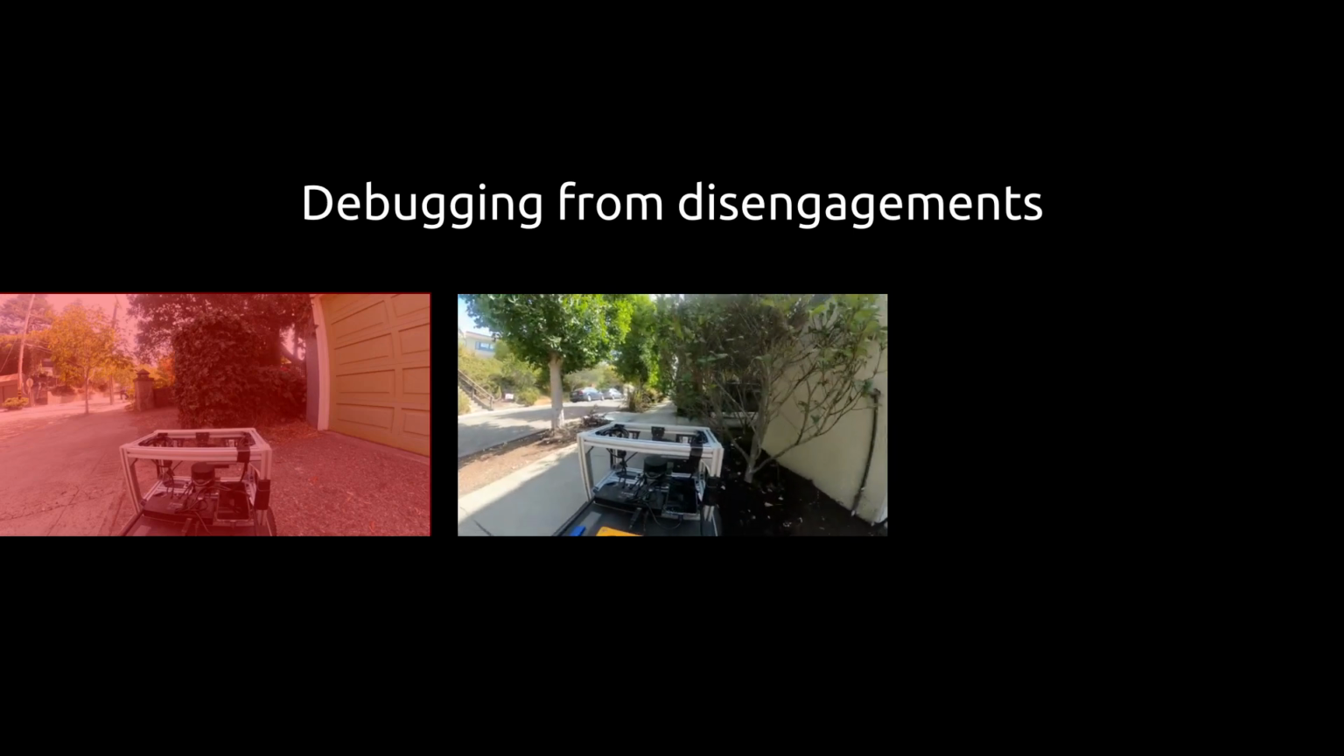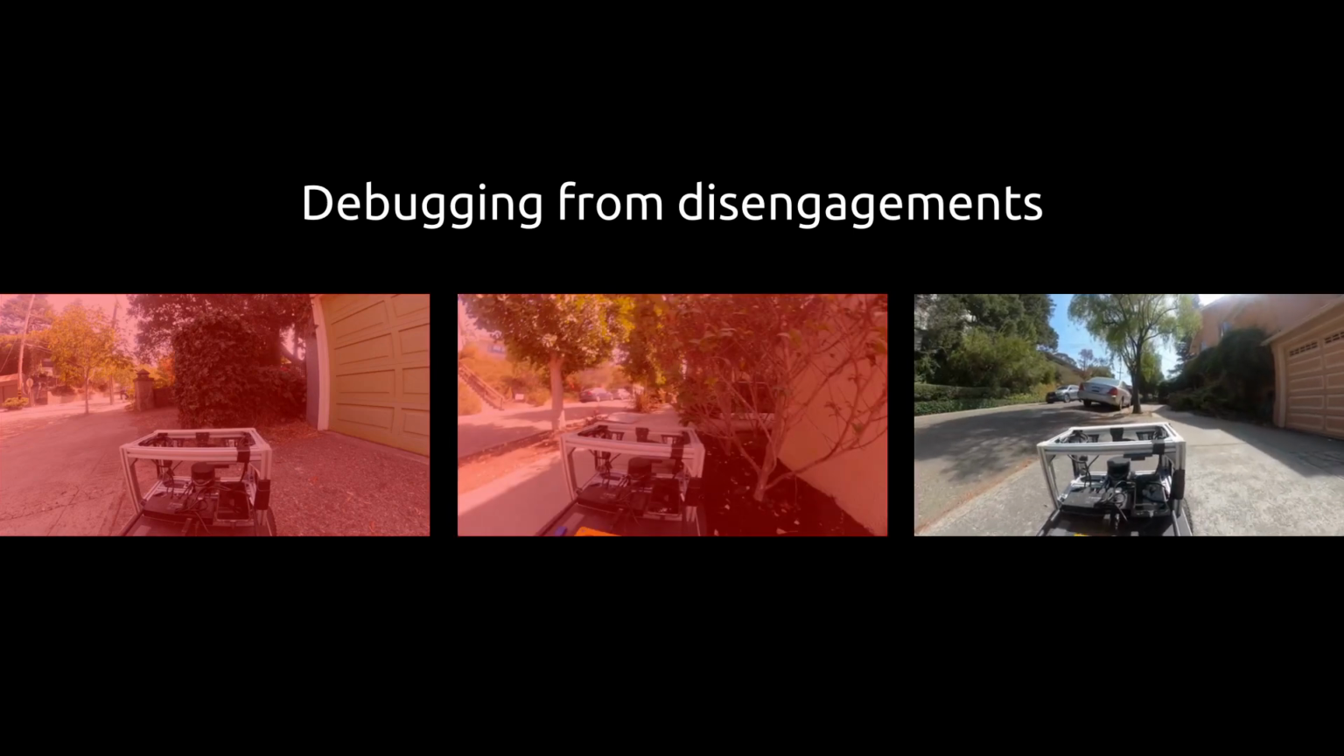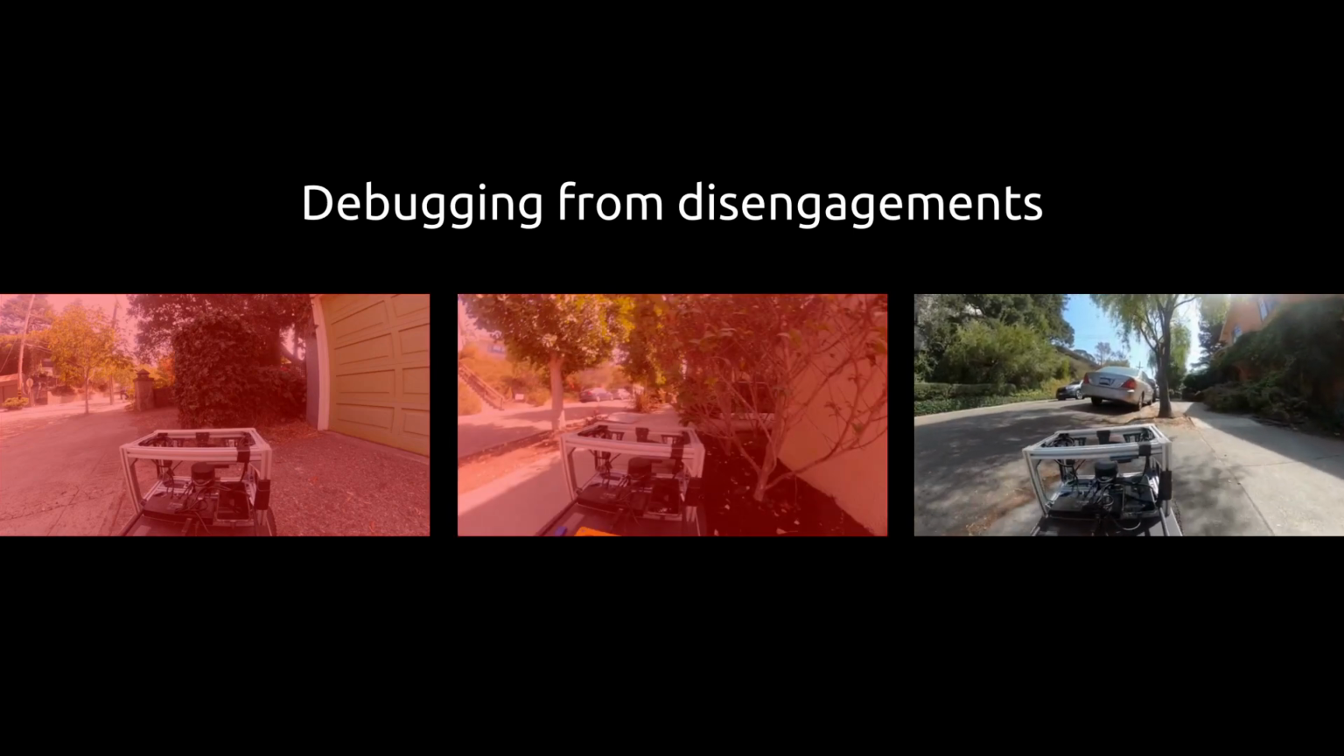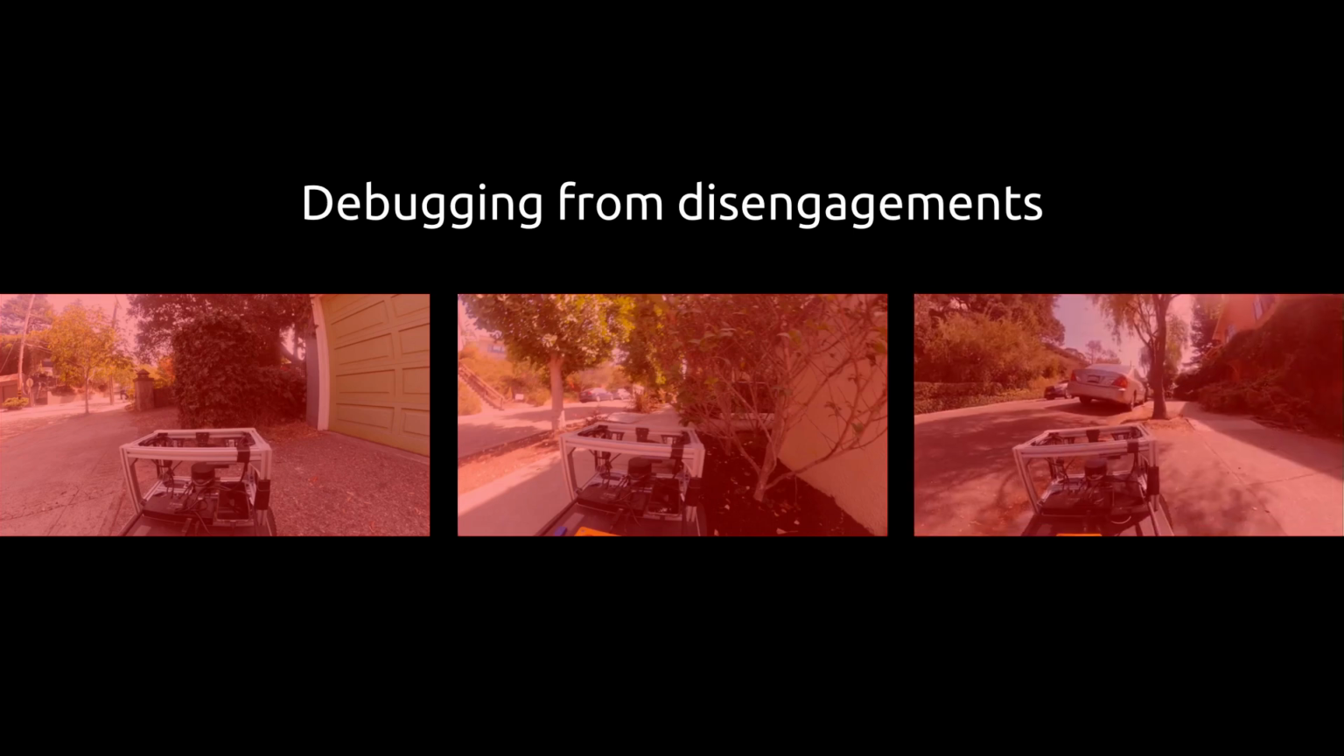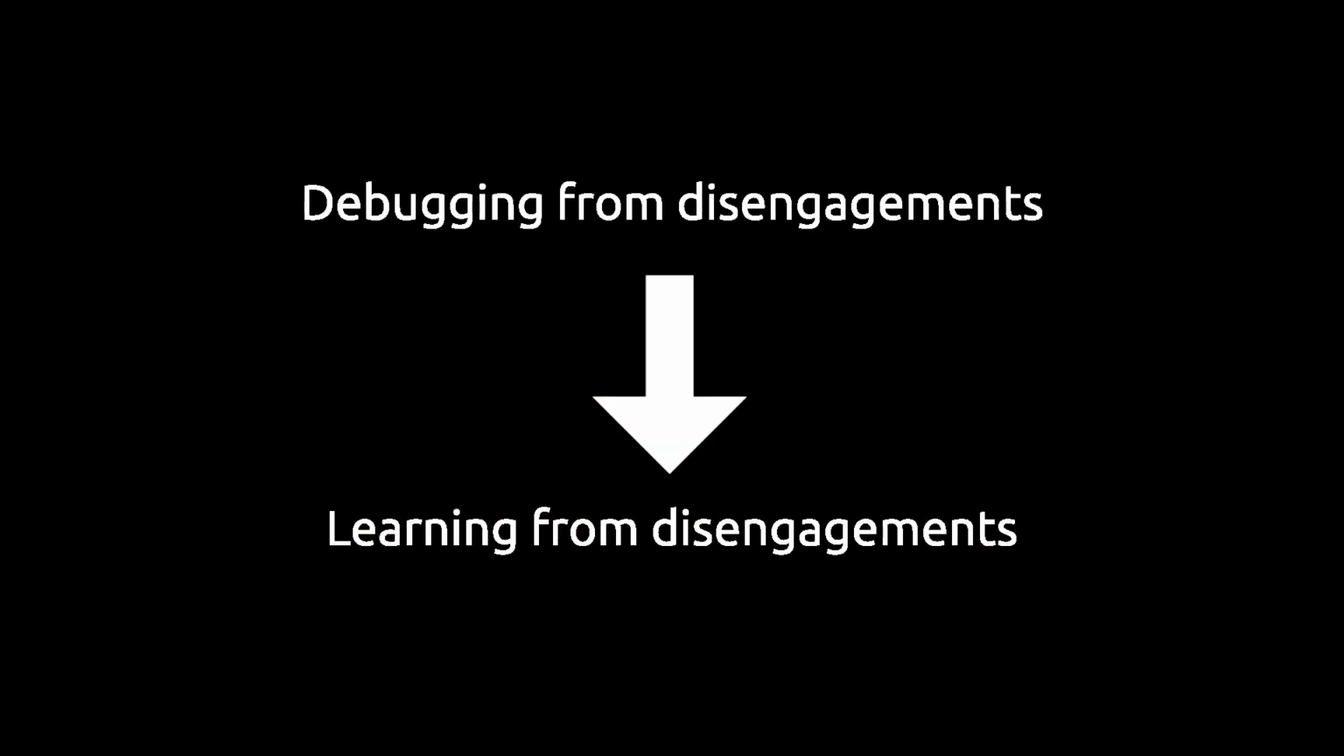However, this debugging process is highly non-trivial, system-dependent, and laborious, especially for learning-based components. In contrast, our approach uses these disengagements as a direct learning signal for navigation. We call our method learning to navigate from disengagements, or LaND.